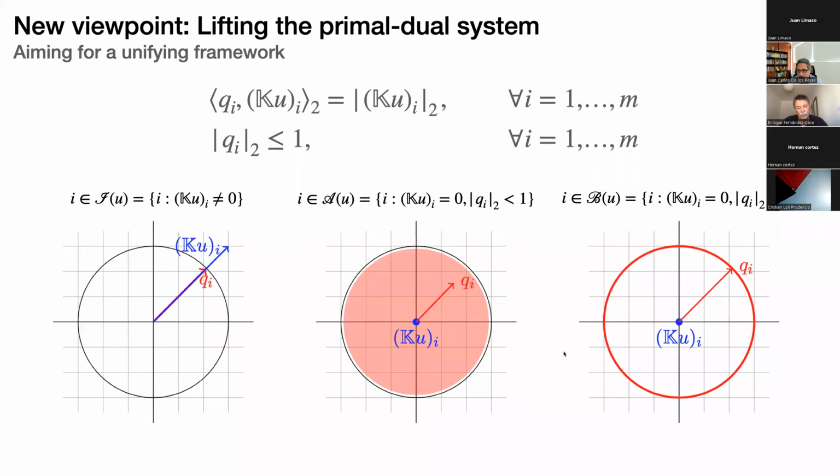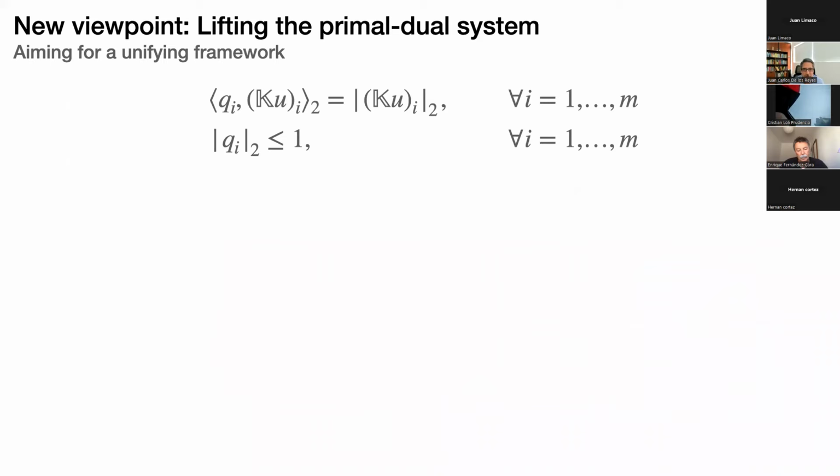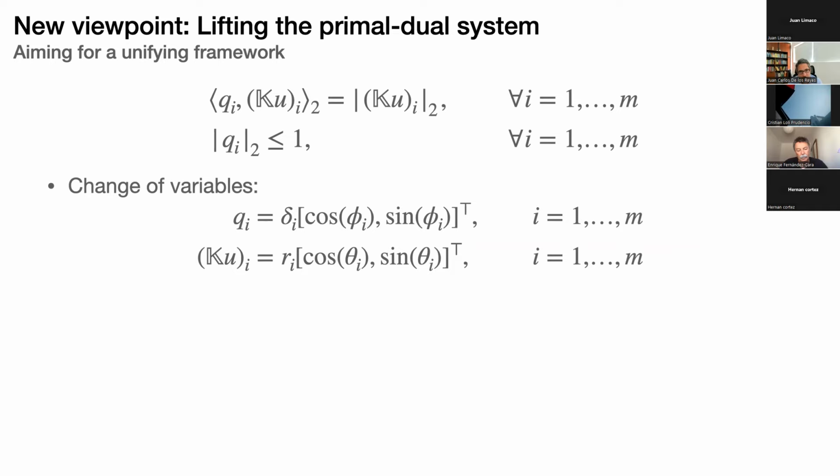And since you have this collinearity, then you can actually introduce a change of variables using basically a trigonometric type of relation. So you can leave the problem, we include more variables, we leave the primal dual system.